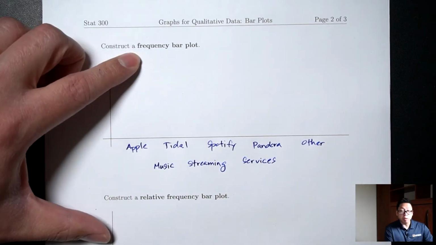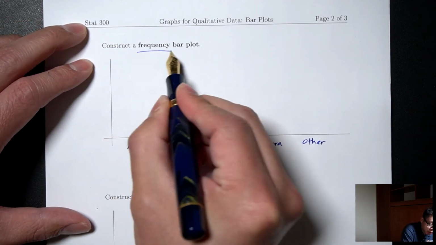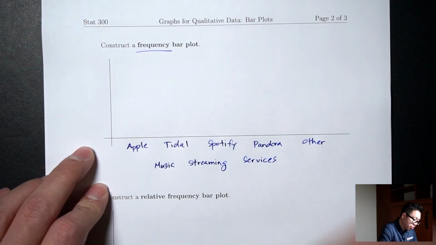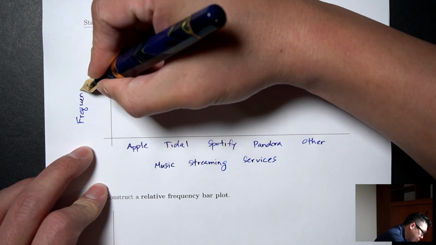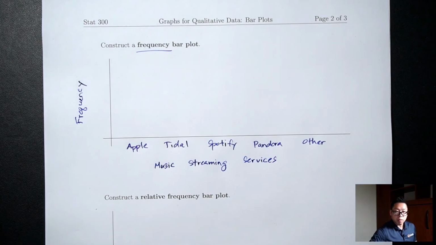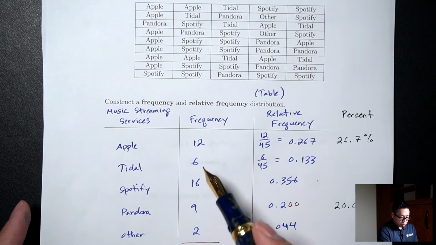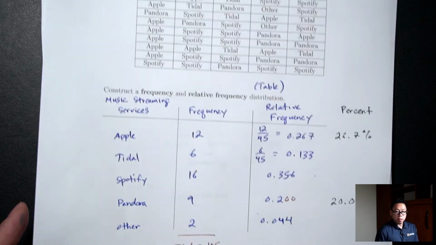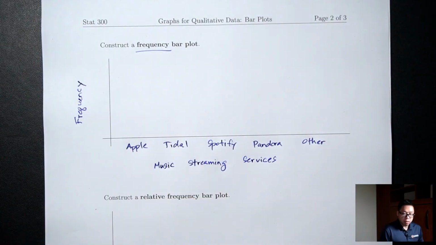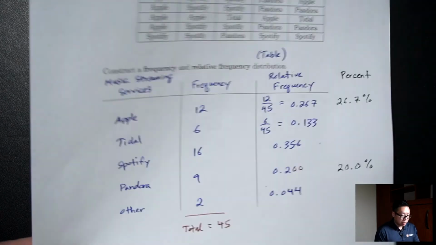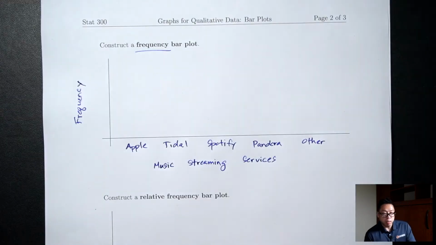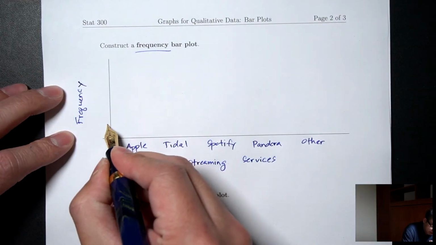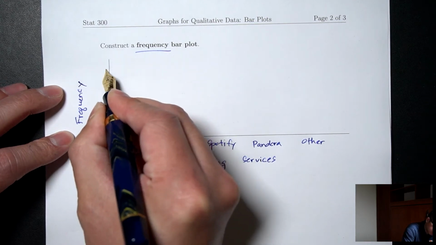This is called a frequency bar plot. So that's telling me I should put frequency on the y-axis. Let's take a look at the frequency. The frequencies are 12, 6, 16, 9, 2. It doesn't matter how you number the y-axis. You can go by 1s, by 2s, by 5s, by 10s, as long as you get up to whatever the highest is. So I need to go all the way up to 16. Let me count by 5s. 5, 10, 15, 20.